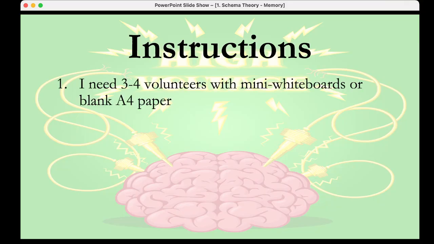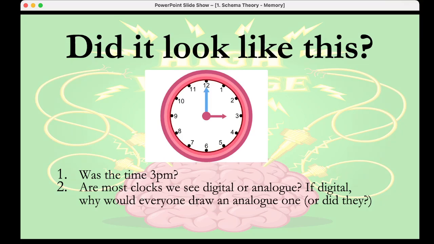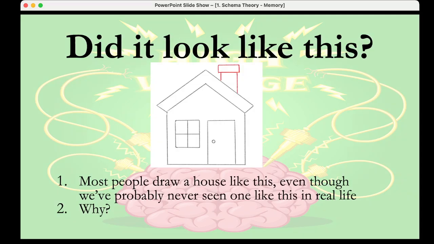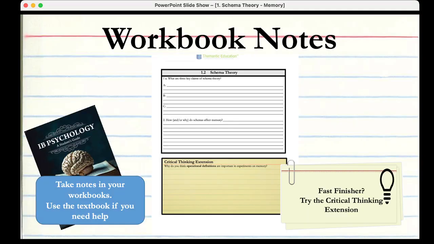You may be running short of time, but here you could have some volunteers, give them a white piece of A4 paper or a mini whiteboard, ask them to draw a clock, and does it look like this? Most of the clocks we see are digital. Why would they draw an analog? Similarly, draw a house. Does it look like this? A lot of them probably did, but when was the last time you saw a house that looked like this? So why is this our mental representation of a house? Why is this our schema of a house? Okay, workbook notes.